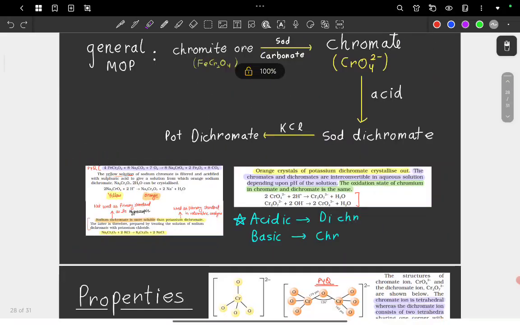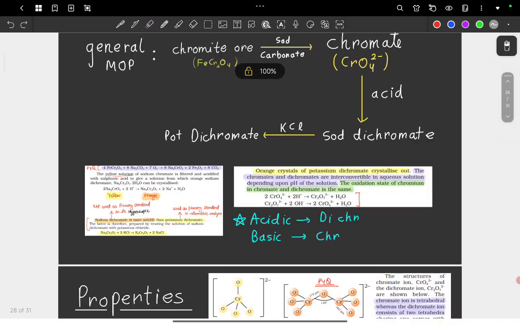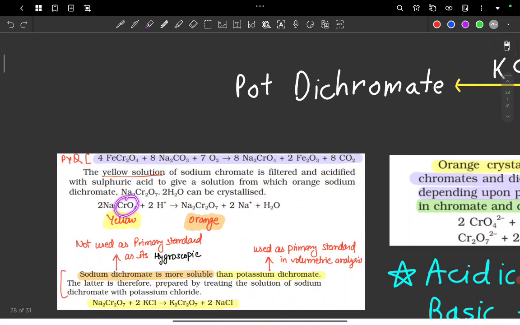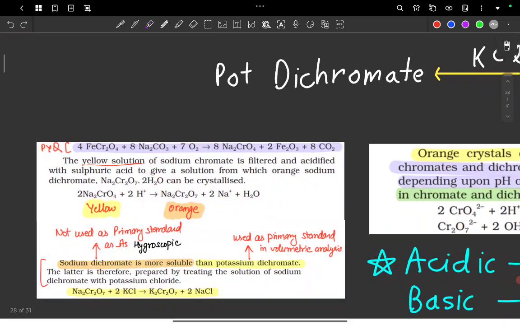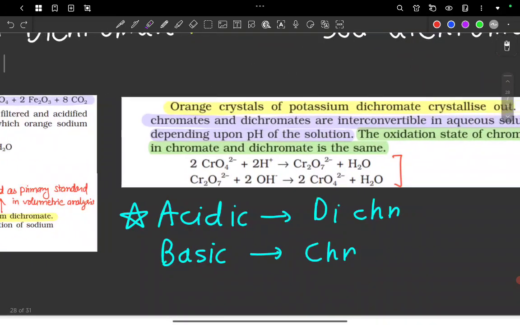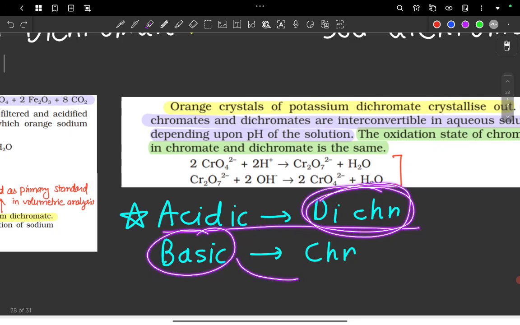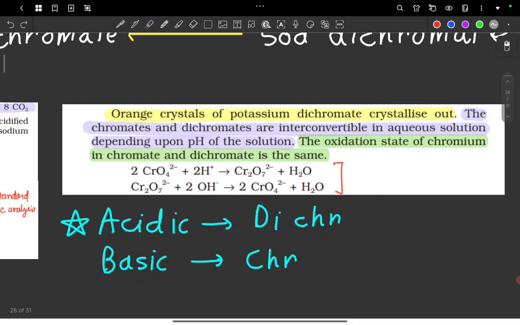But it's not exactly a dimerization. It's just basically two CrO4 ions that add together, but not completely. One oxygen is left out as food for this H plus. And this reaction happens only in acidic medium. Later you will study that in acidic medium dichromate is more stable, but in basic medium chromate is more stable. Basically, these are interchangeable.